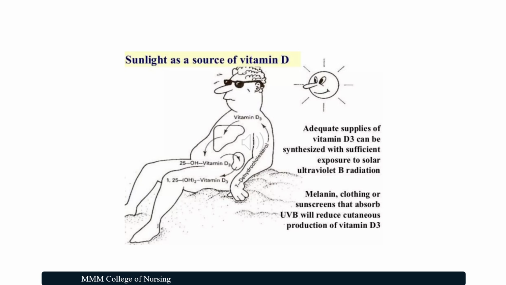So sunlight is a very important source of vitamin D. Adequate supplies of vitamin D can only be synthesized through sufficient exposure to sunlight. So sunlight exposure is very important for the production of vitamin D.